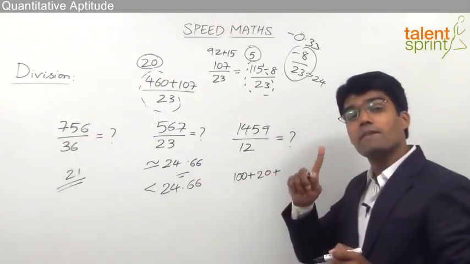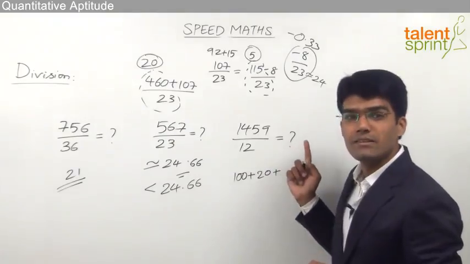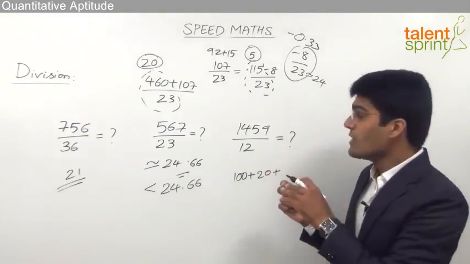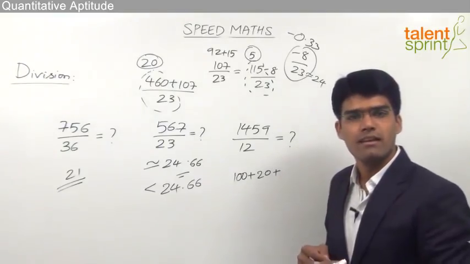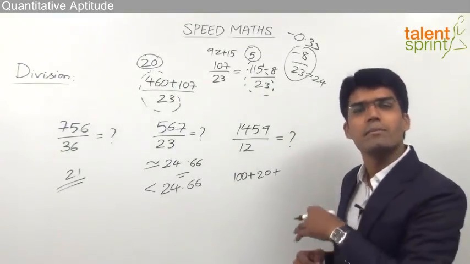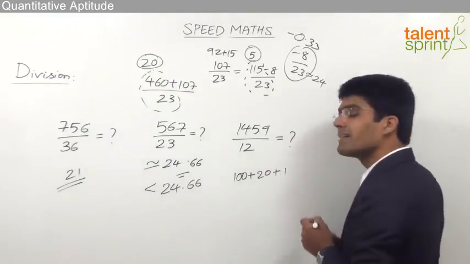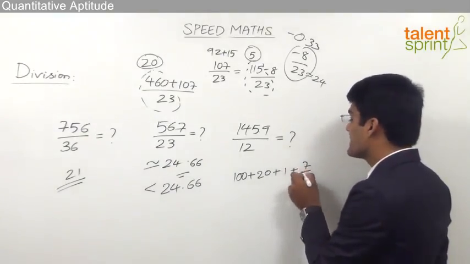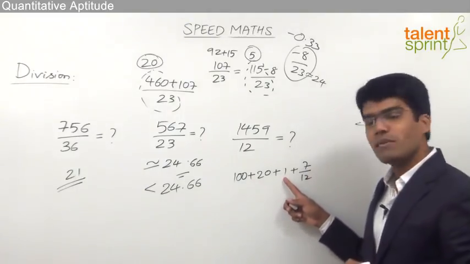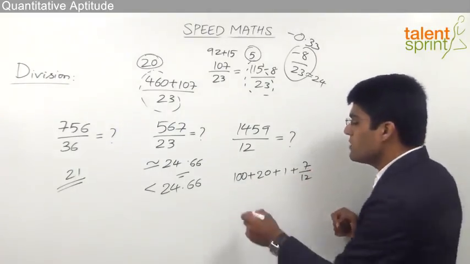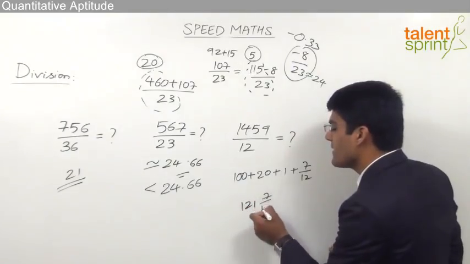And now the left out part, the last part is 19. 240 plus 19 we had taken. So 19 by 12. 19 again can be taken as 12 plus 7. So 12 by 12 plus 7 by 12. 12 by 12 is 1. So that's the third part. And the last part here is 7 by 12. So 100 plus 20, 120. 120 plus 1, 121. Plus 7 by 12. So we can say answer is 121, 7 by 12.